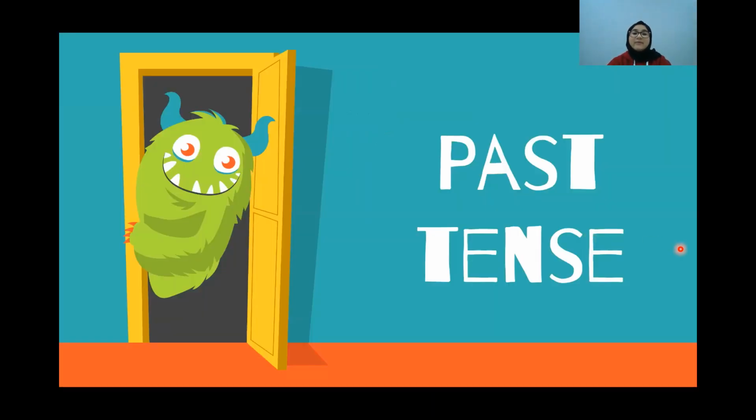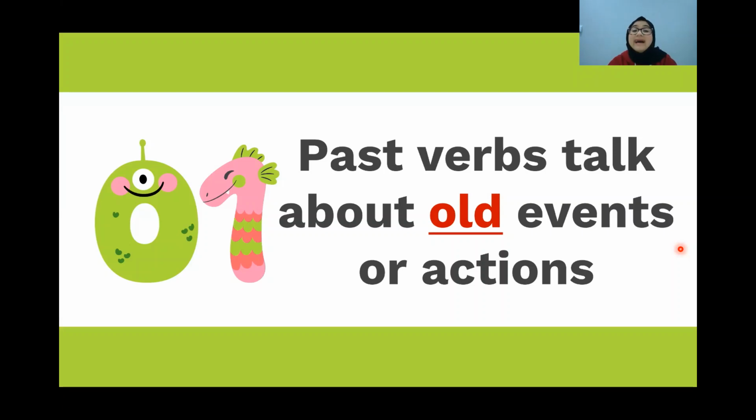So first, we are going to talk about past tense. What is the past tense? Past tense or past verbs, they talk about old events or actions. I usually tell my students, past is old. The more you keep on repeating this, it will sink in your head and you will remember it. So, past verbs talk about things or actions that happened in the past, or that are old.